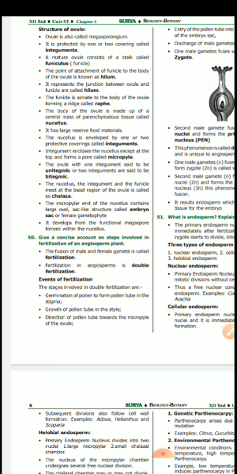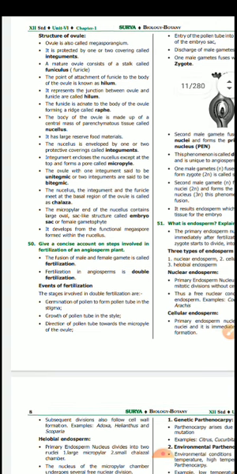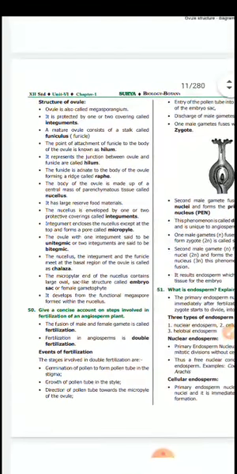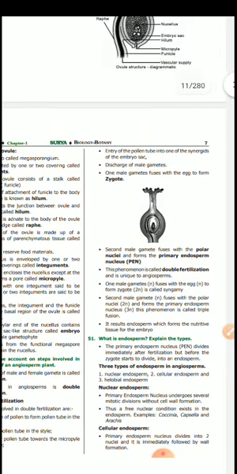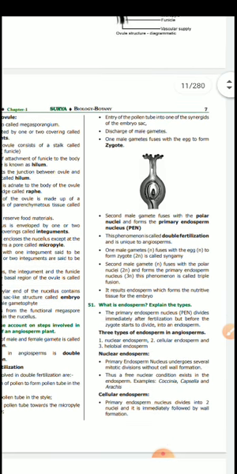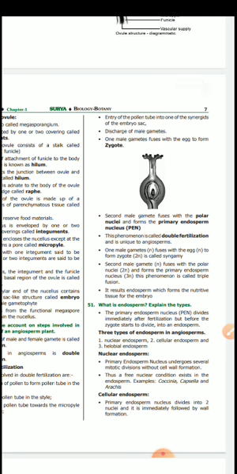There is double fertilization. Germination of pollen to form a pollen tube on the stigma, growth of the pollen tube in the style, and direction of the pollen tube towards the micropyle of the ovule. Then the pollen tube enters one of the synergids of the embryo sac. After that the male gamete is discharged. One male gamete fuses with the egg, and this is called the zygote. The second male gamete fuses with the polar nuclei to form the primary endosperm nucleus.